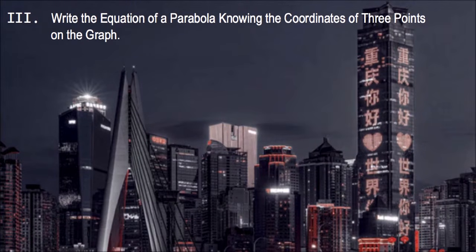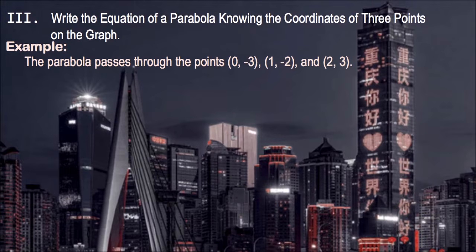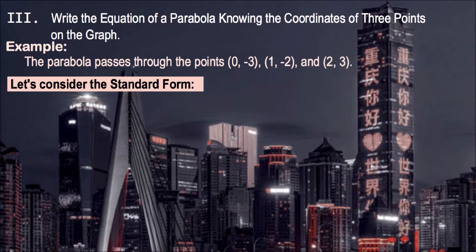Now, let's try writing the equation of a parabola knowing the coordinates of 3 points on the graph. An example of this would be that the parabola passes through the points of coordinates 0, -3, 1, -2, and 2, 3. So let's consider the standard form. Y equals ax squared plus bx plus c.